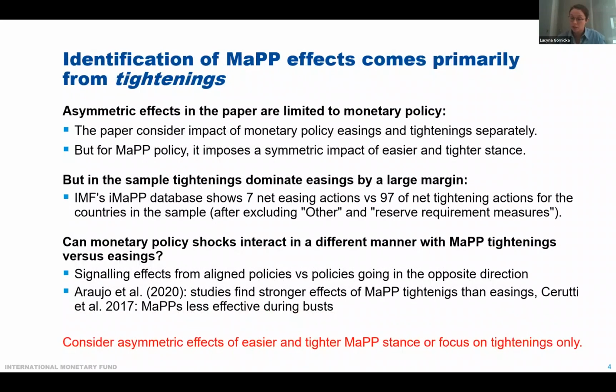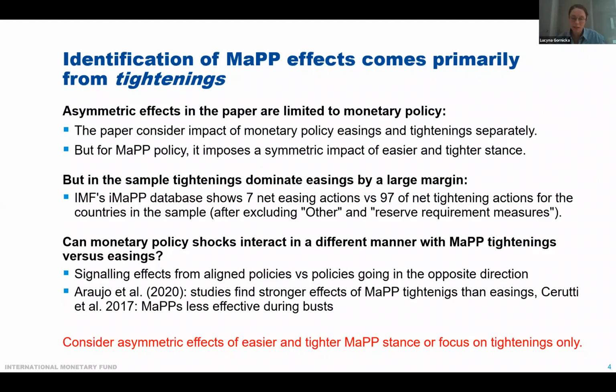The second main comment is that the identification of effects of macroprudential policies seems to come primarily from tightenings. So the paper considers asymmetric effects, but those are limited to monetary policy. There is an extension where monetary policy easings and tightenings enter the regression separately. But for macroprudential policies, the implicit assumption is that tightenings and easings have symmetric effects. However, in the sample, tightenings dominate easings by a large margin.